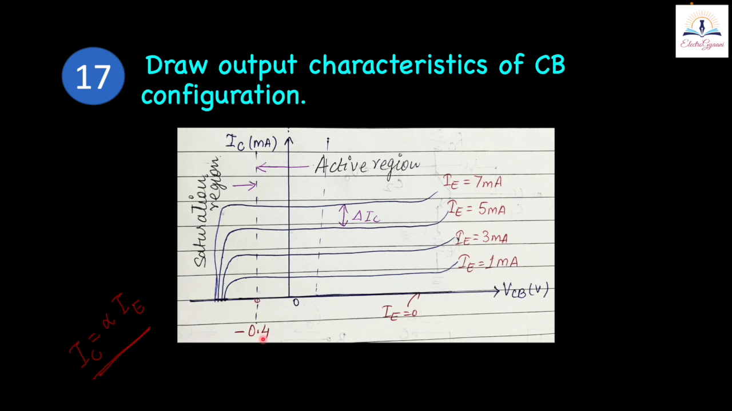Before this minus 0.4, this region is the saturation region, and after this minus 0.4, the transistor will go into the active region. And the region where emitter current is 0 is the cutoff region.